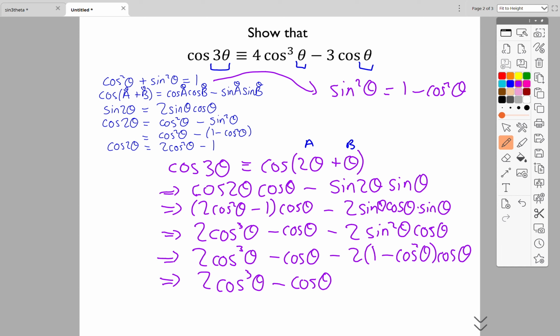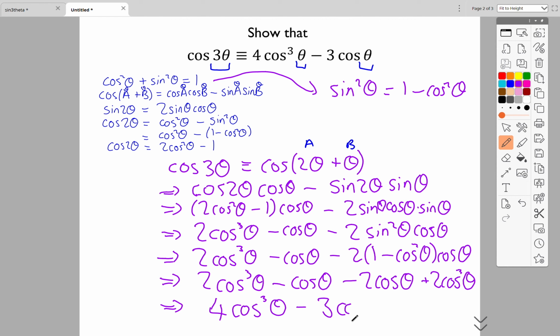So looking through this, you've got minus 2 multiplied by 1 multiplied by cos theta. So that's going to give you minus 2 cos theta. Then you've got minus 2 times negative cos squared theta, which makes it positive, and then multiplied by cos theta again. So we're going to get plus 2 cos cubed theta. And then bring it all together. So you've got 2 cos cubed plus 2 cos cubed gives you 4 cos cubed theta. And then minus cos theta minus 2 cos theta, we get minus 3 cos theta. And then we have thus shown what we were trying to show up here.